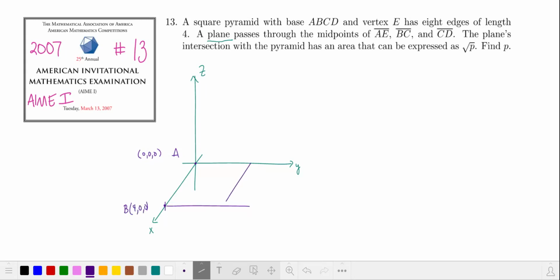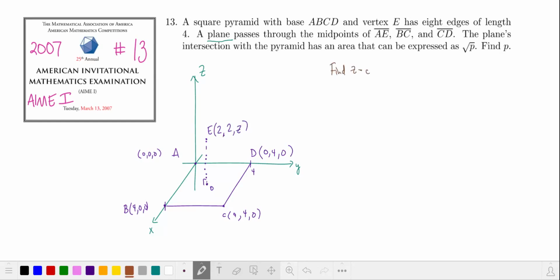When drawing in 3 dimensions, make sure all of your lines are parallel. This is C. Its x-coordinate is the same as B, that's 4. The y-coordinate is 4 and the z-coordinate is 0. And over here, this is D. The vertex E is directly above the center of the square, which I'm calling O. Here's E up here. Its x and y coordinates are 2 and 2.